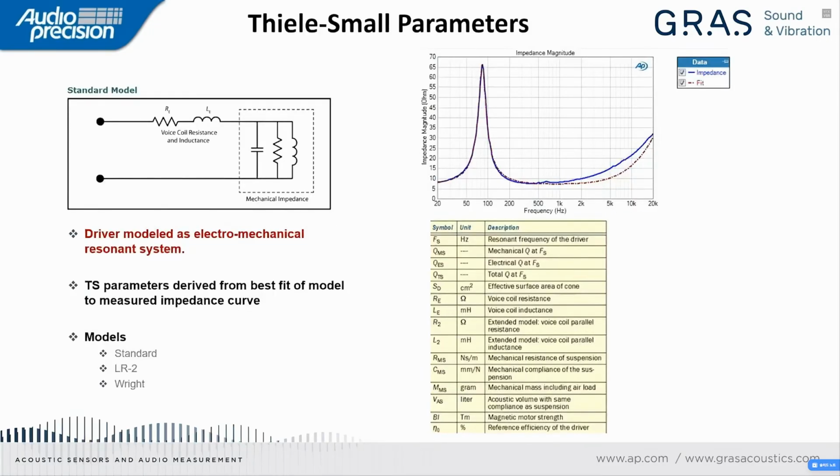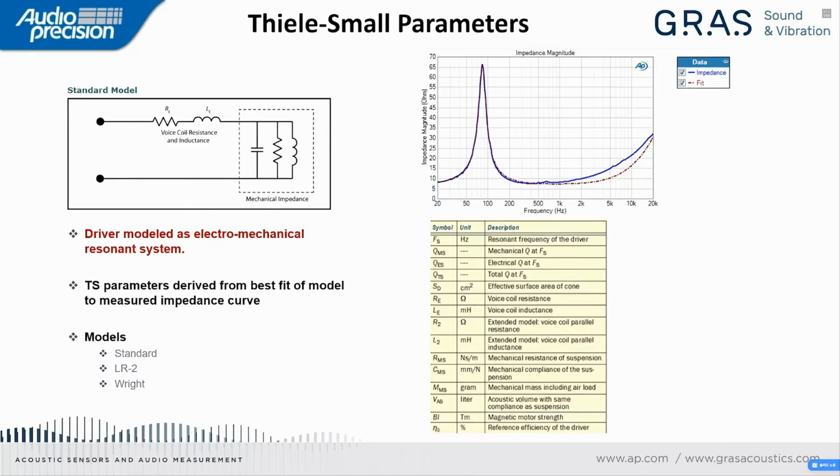APX provides Thiele-Small parameters with the impedance response, based on 3 different models of the electromechanical resonance system: a standard model, an LR2 model, and a Wright model. The Thiele-Small parameters should be derived from the best fit of model to the impedance curve.